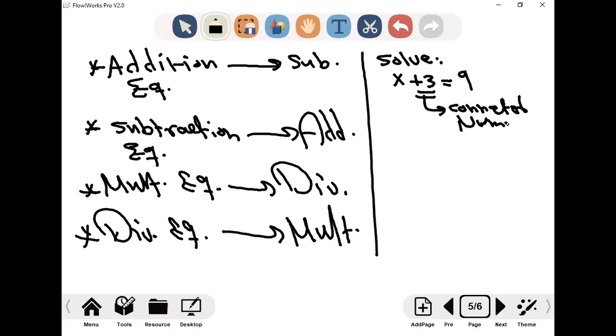Connected, by the way, is a term from me only. It's not in your book. I like to call it that. Connected number means this number with the variable. The 9 is not connected, honestly, it stands alone. So here we call the 3 the connected number. Now to find the value of x, I need to get rid of the connected number so x stays alone.